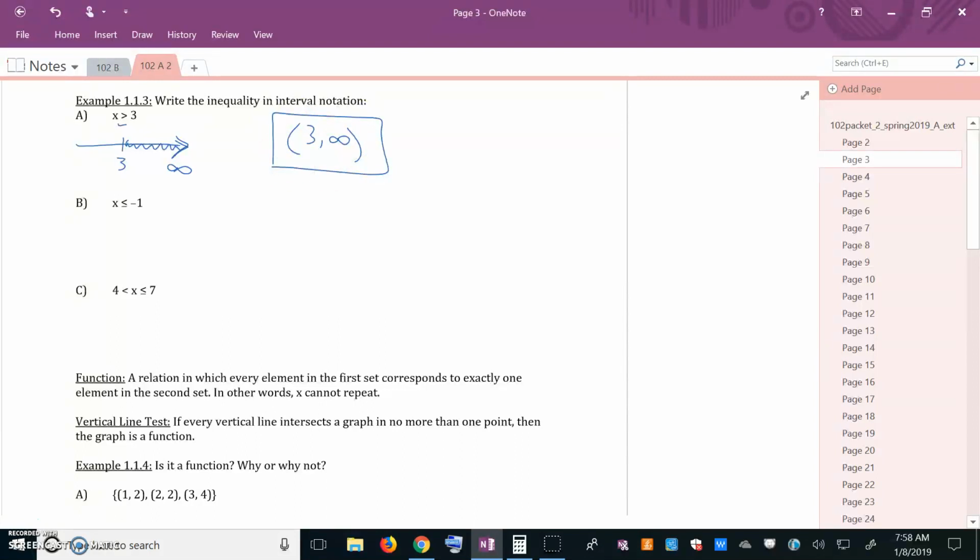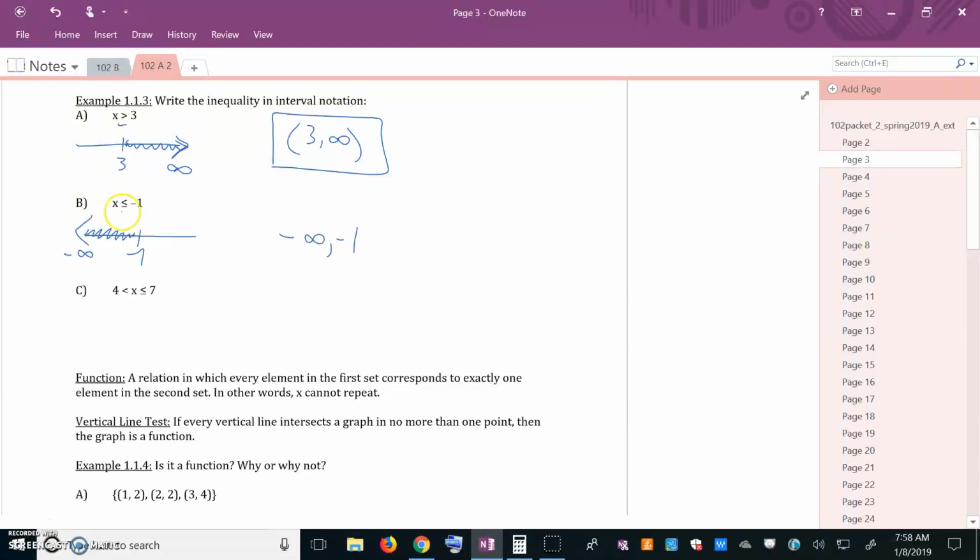My next one, I have x is less than or equal to -1. So here's -1. This time I'd like to be less than, so I'm going to shade to the left. And once again, I keep going, so I'm going to have a left pointing arrow. That means I'm going to -infinity. So my interval is -infinity, -1.